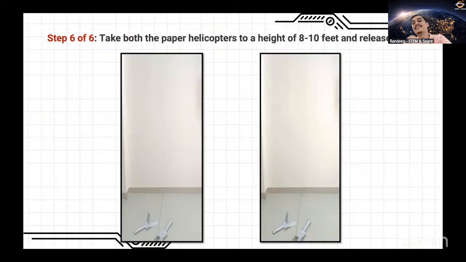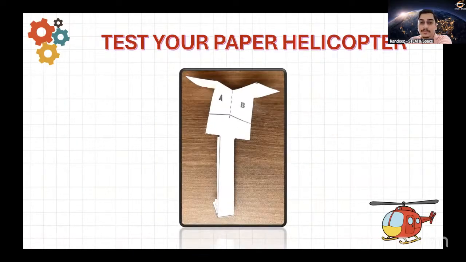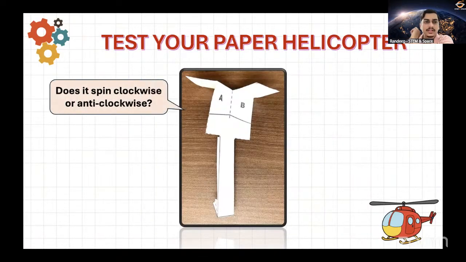So I believe that that gives you a clear idea of how a helicopter works. But apart from this variation, that is, variation in the size of the blades, there are some other variations also which you can do and test your paper helicopter. So what are the other variations?